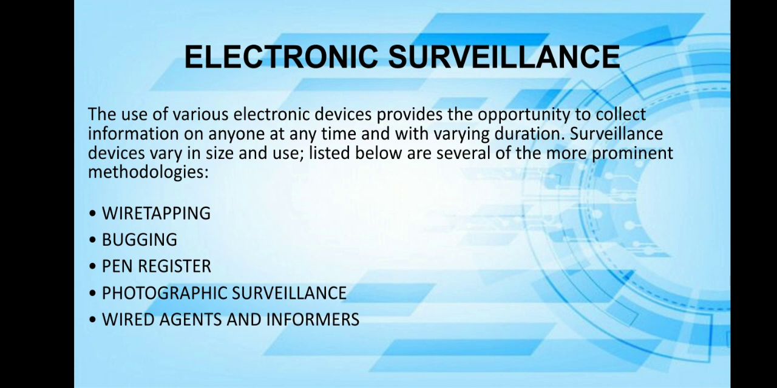The next is pen register. It is a device placed on a telephone line used to identify the telephone numbers of calls made from the surveilled phone. Then, photographic surveillance. This one includes visual equipment such as closed-circuit television and digital cameras in various sizes used to photograph individuals. Then lastly, agents and informers.